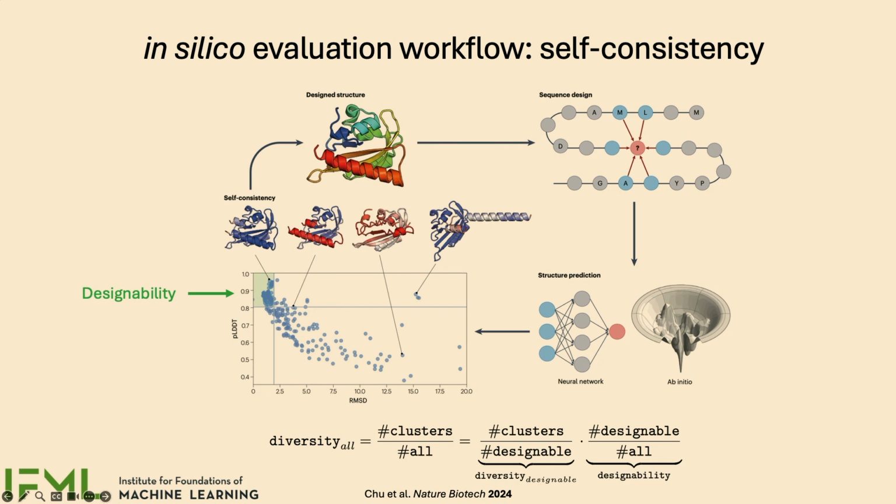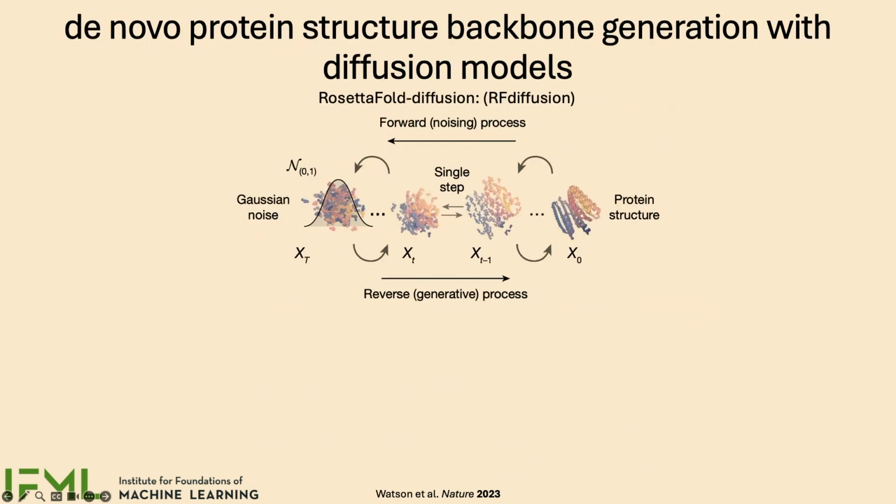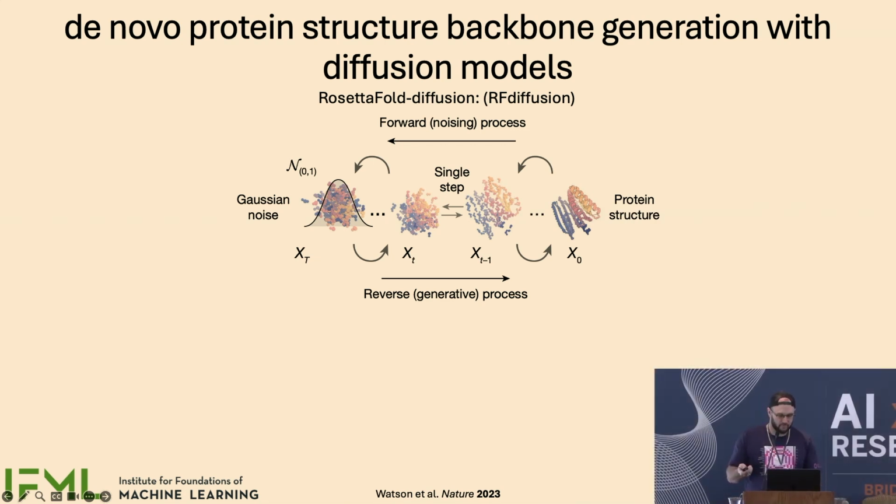Okay, so now that we know how we're going to evaluate these models and the metrics we're going to be evaluating them with, let me walk you through the field of diffusion in proteins. This field really started with RFdiffusion, which was the first de novo protein structure backbone model that used diffusion. And again, we start off with atoms randomly sampled from a 3D Gaussian. These are just atoms randomly distributed in 3D space. And we're going to iteratively remove noise from them until we finally end up with a protein.